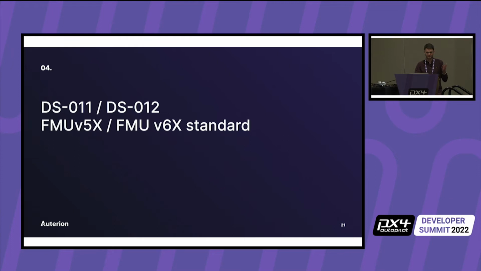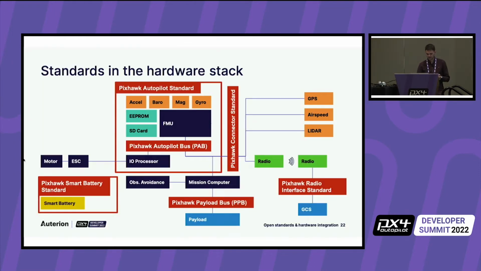I'm just going to talk about the two newest ones, FMU V5X and FMU V6X, which are the two newest autopilot standards in the Pixhawk family. They're basically this piece here, mostly everything that is on top of the Pixhawk Autopilot bus, but some of them also include this I/O processor, which we can talk about later.